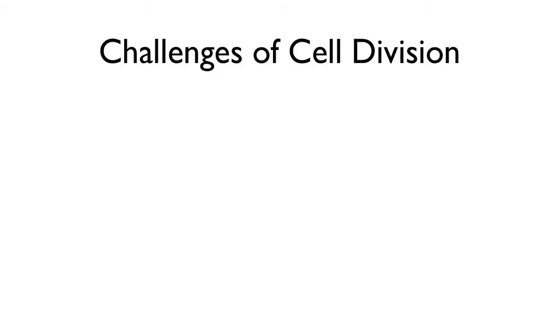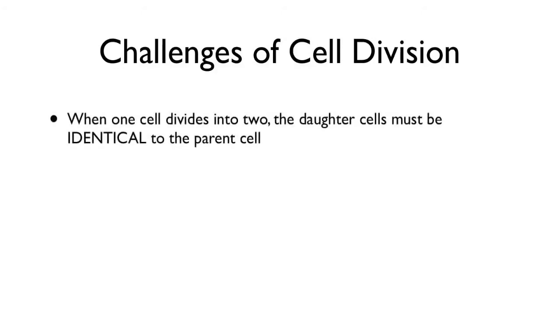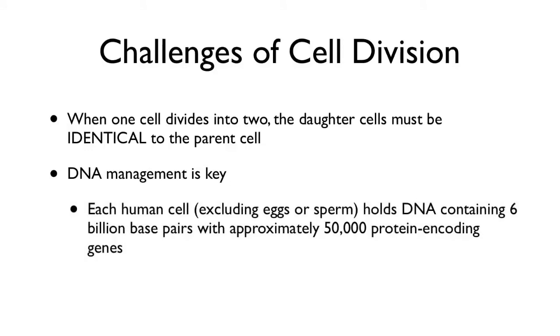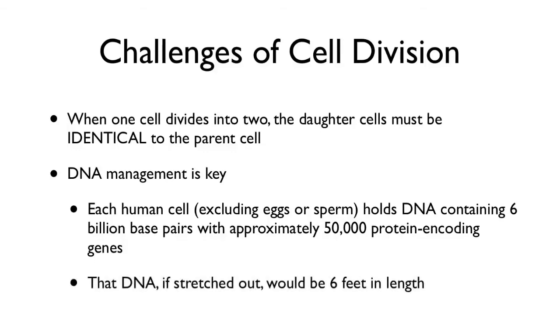But there are a lot of challenges and problems that we have to deal with. You have to make sure that when one cell divides into two, the daughter cells, they're just called daughter cells by convention, must be identical. And the management of DNA is key. We're talking about a lot of DNA. For humans, we're talking about 6 billion base pairs with about 50,000 protein encoding genes. This is a lot of DNA. If you stretched it out, there would be 6 feet of it. How are you going to manage all of that?